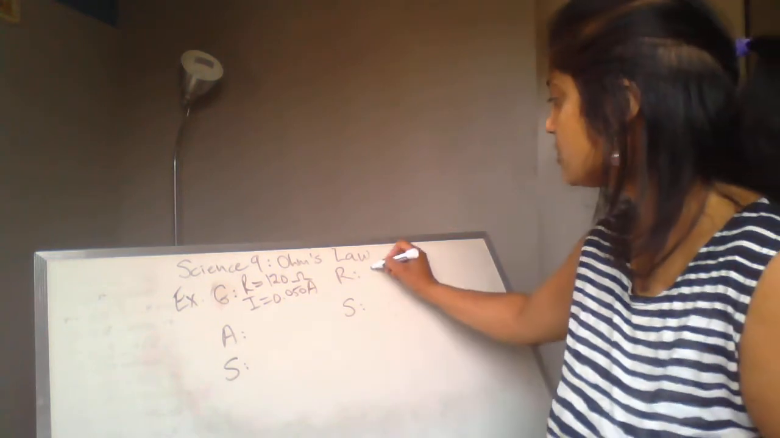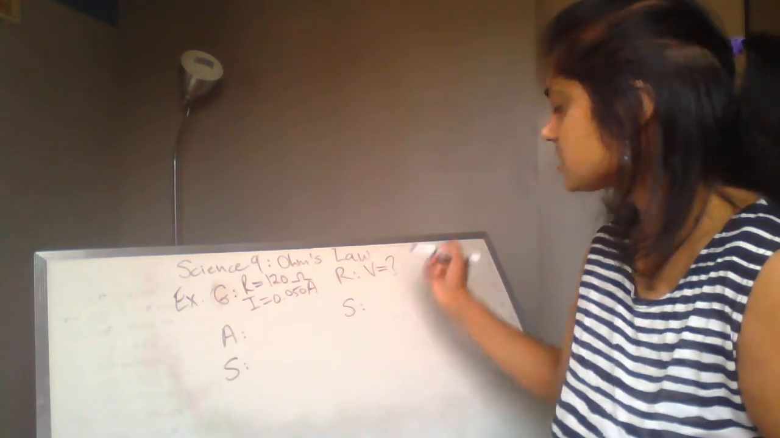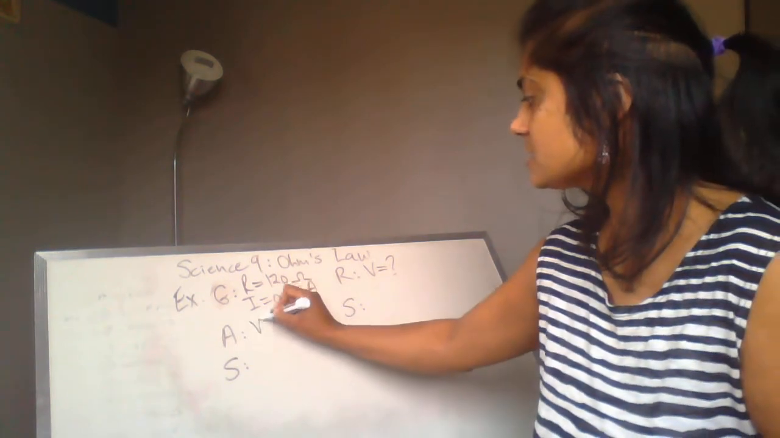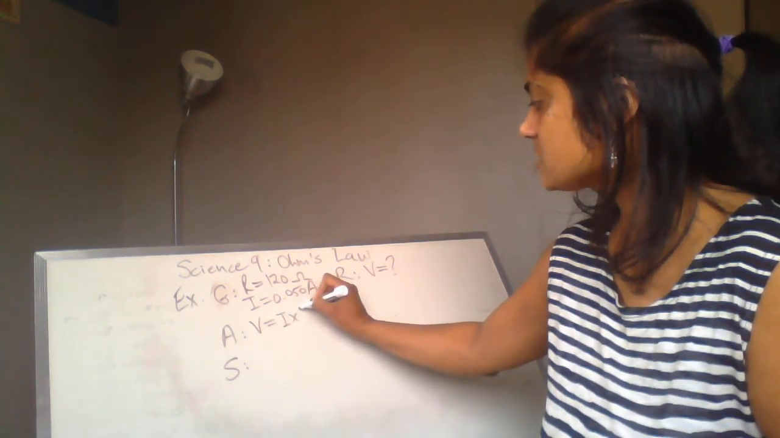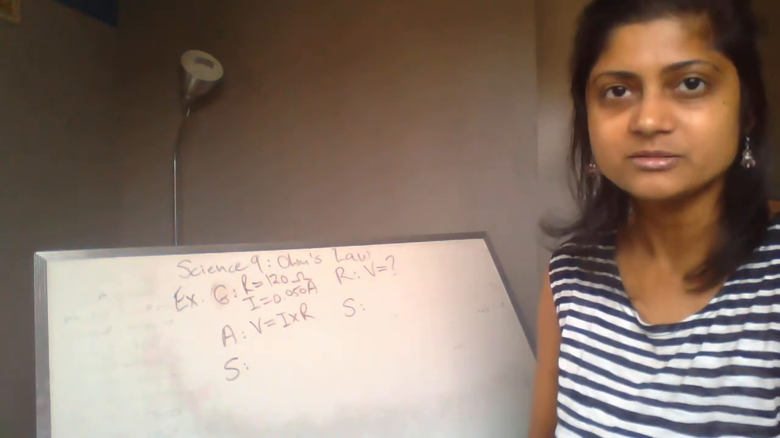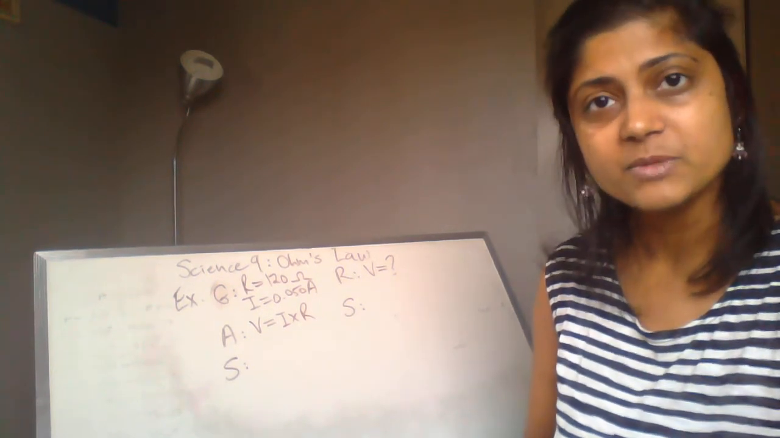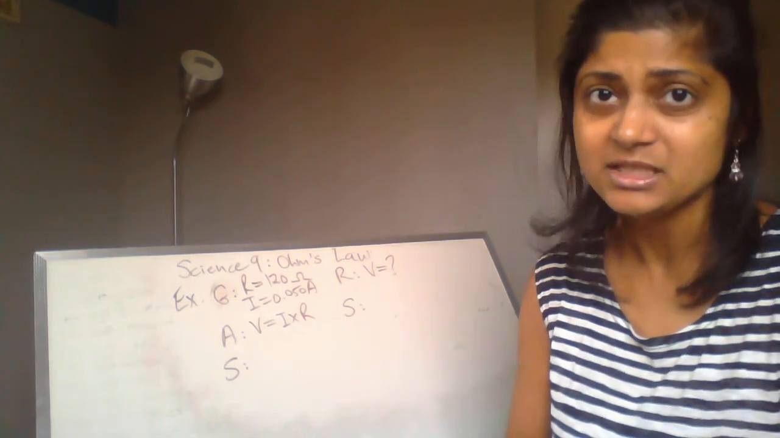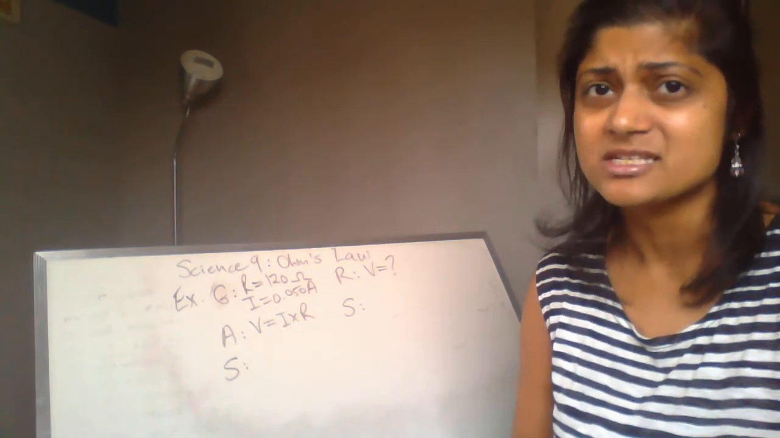How many 1.5 volt cells does the toy require? Okay, what I'm looking for here is actually the voltage. Don't let the question trick you. Okay, the analysis, I'm going to write my formula. So V equals I times R. Okay, again, if you don't remember the formulas, make sure you are memorizing the triangle. Okay, and that way you don't make any mistakes in the formulas.